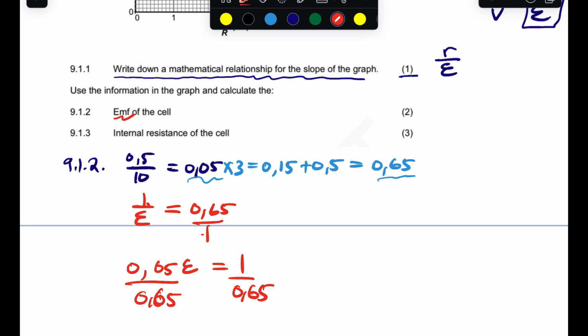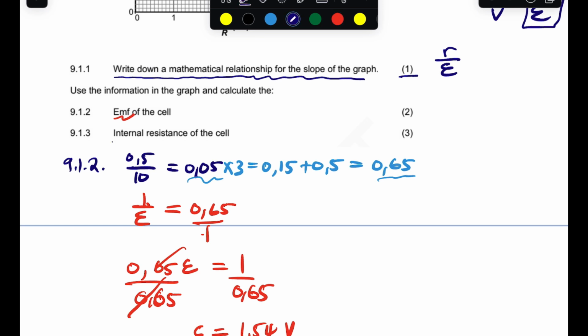So if we put that in the calculator, we'll get the EMF is going to be this one, and this one will cancel. It's going to be 1.54 volts. That's the EMF of the battery, right? Now let's go to the next question quickly.